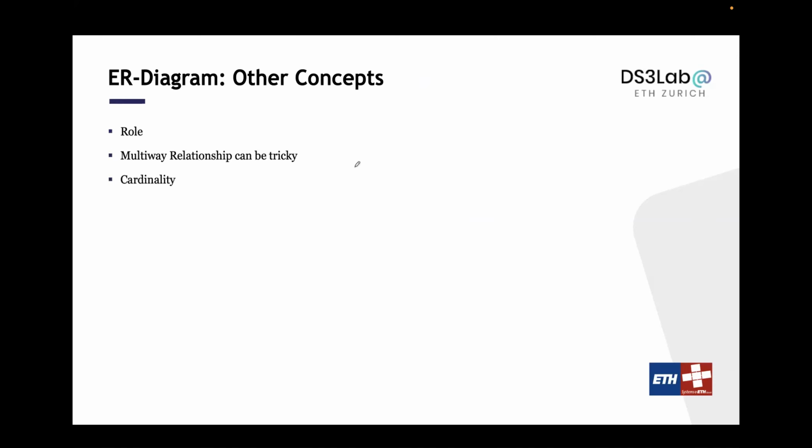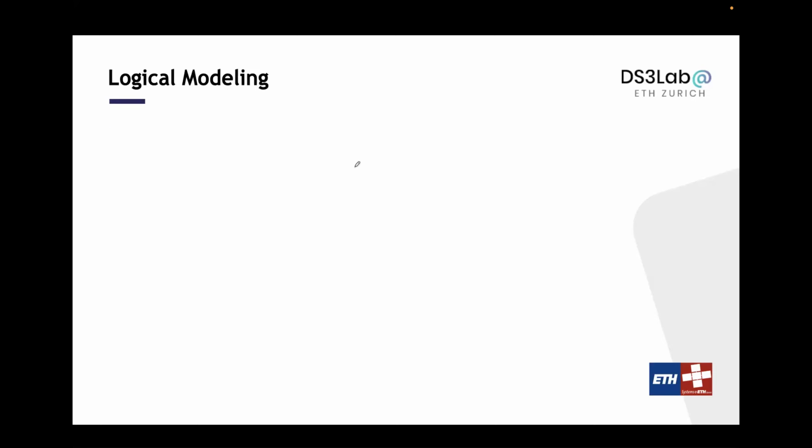Could be a little bit trickier. We talk about cardinality constraint, weak entity, generalization, right? We talk about a whole bunch of design principles about what is a good ER diagram and what potentially is not a very good ER diagram, right?